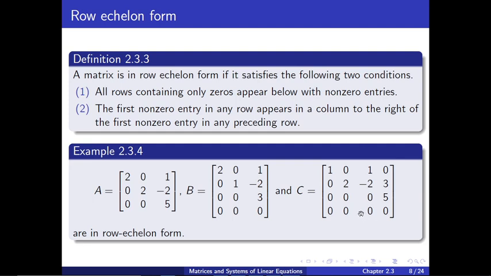Let's look at C. With C, we've got zeros at the bottom, so that's fine. All the non-zero entries are at the top of this one, so that's fine. And if we look at the second row, we see that 2 is to the right of 1, and then 5 is to the right of 2, and 5 is to the right of 1, so that's fine. So these 3 matrices are in row echelon form.